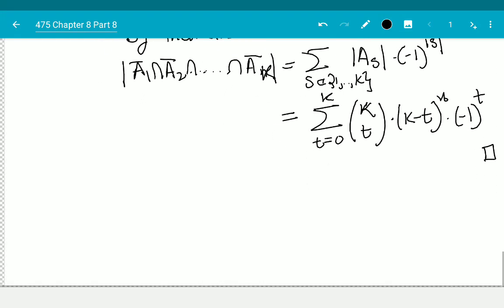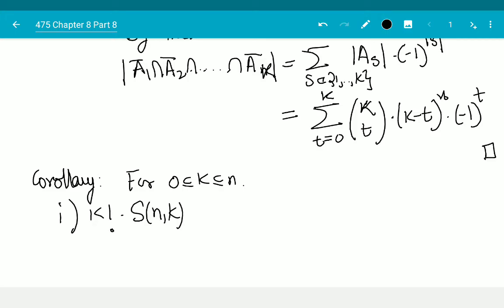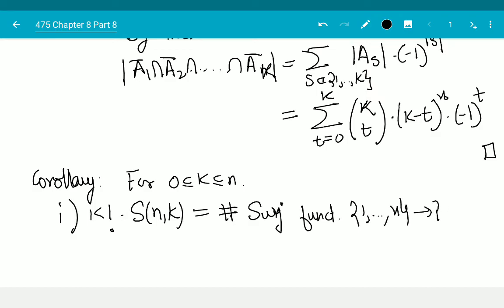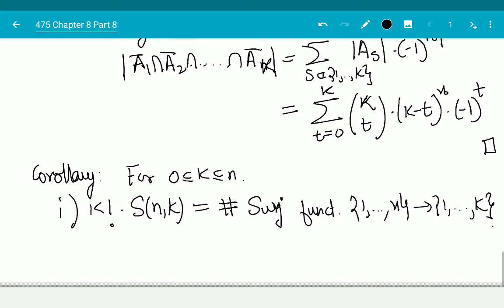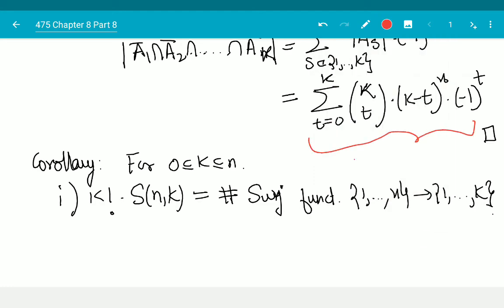And a corollary of this is, for 0 smaller than or equal to k smaller than or equal to n, k factorial times S(n,k) is equal to the number of surjective functions from 1 to n to 1 to k, right? Because S(n,k) times k factorial is exactly this previous sum.